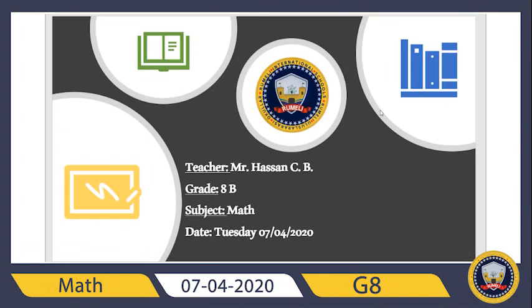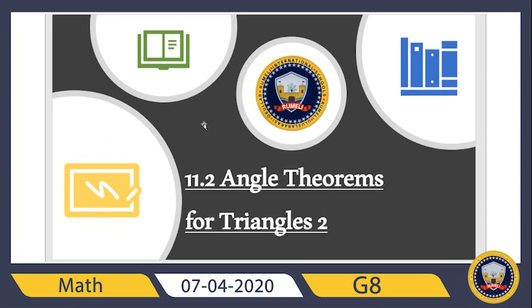So, last time we started a new topic that was about geometry. Precisely, it was about triangles. We mentioned the relationship between the angles inside a triangle, and we've said that the sum of the angles inside a triangle is equal to 180 degrees.